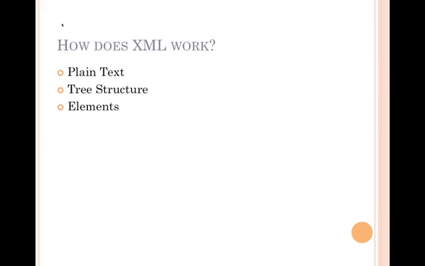So how does XML work? XML is written in plain text. It uses a tree structure, and at the most basic level, each item on the tree is referred to as an element.